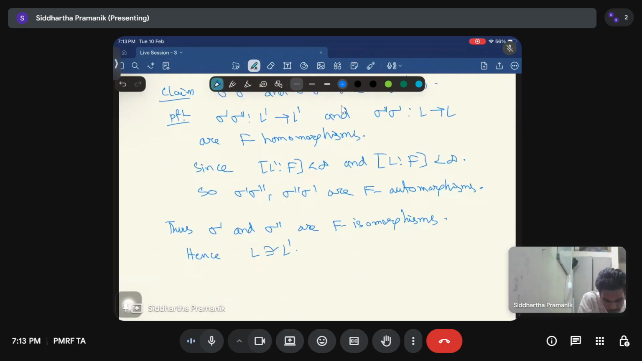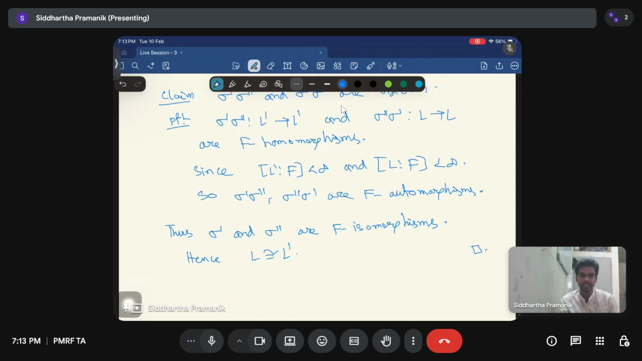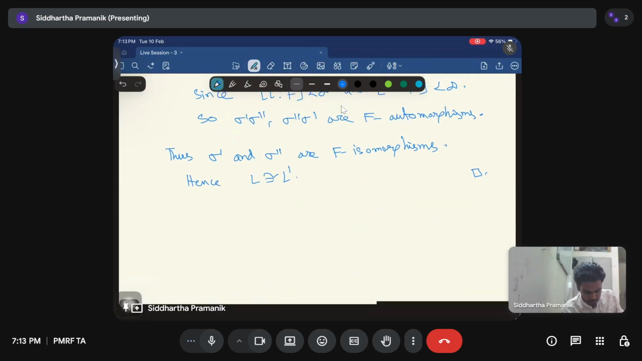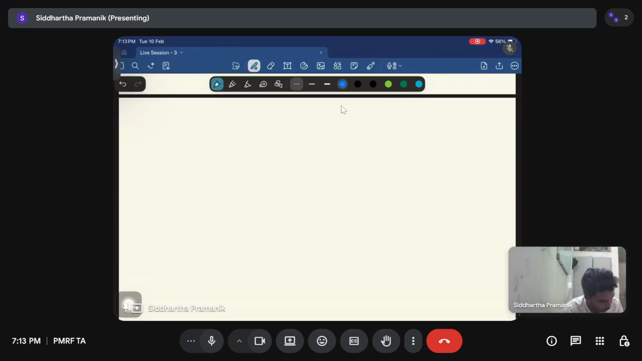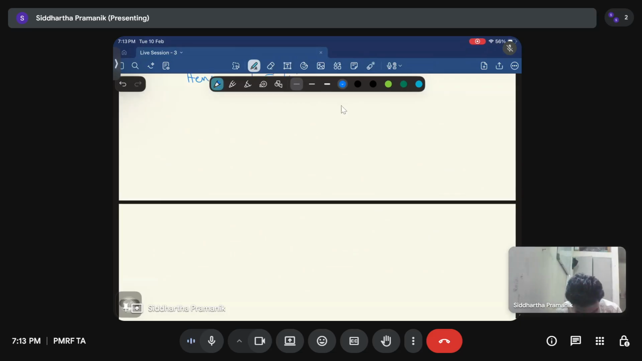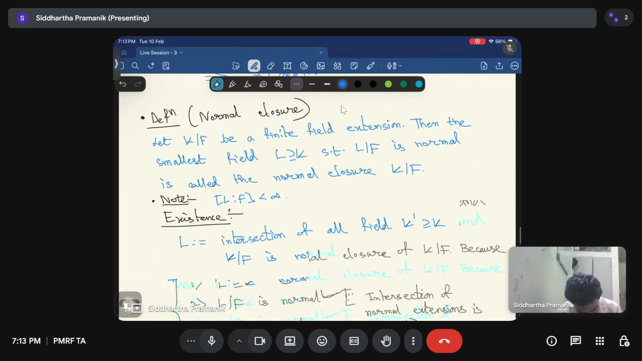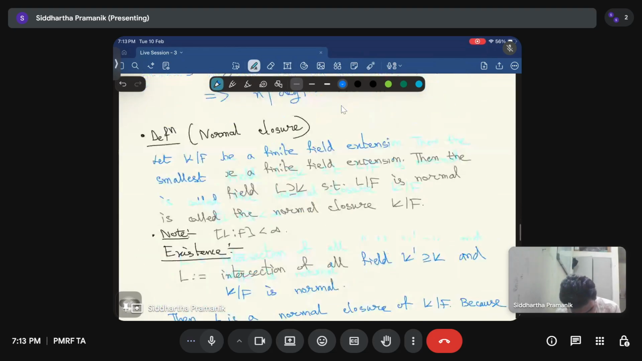So we know that any finite extension can be extended to a normal extension, and the smallest such extension is the normal closure. Okay, now let's move on. Now let's do a concrete problem. So maybe this is problem number 5.